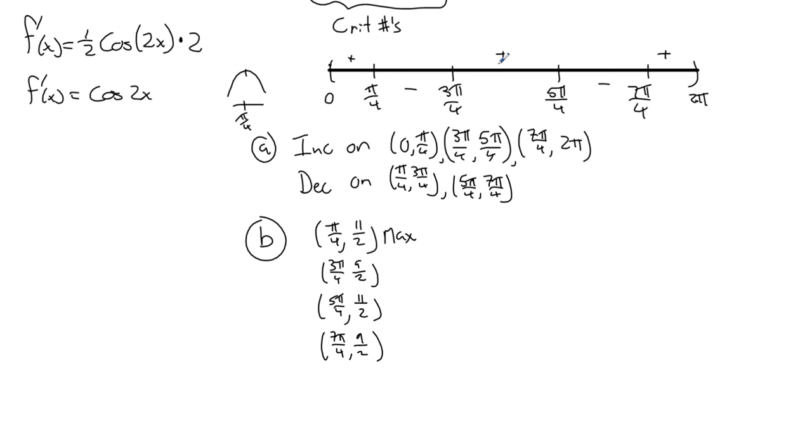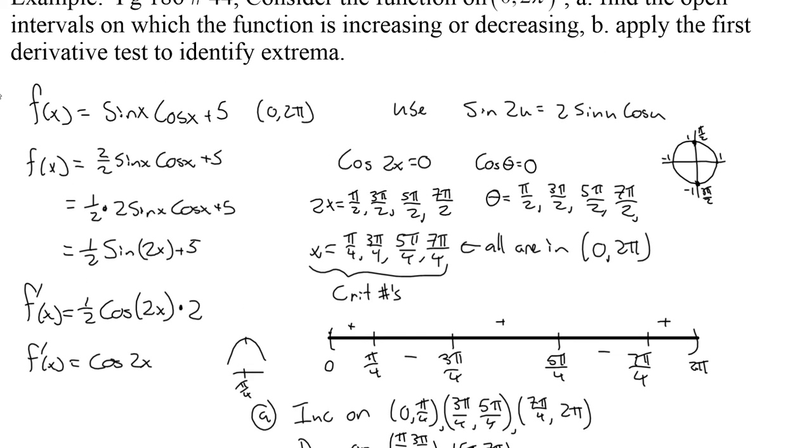It is decreasing and then increasing, so this is a minimum. It is increasing and then decreasing, so this is a maximum. And it is decreasing and then increasing, so this one is a minimum. I think that's it. A and B, we're good.